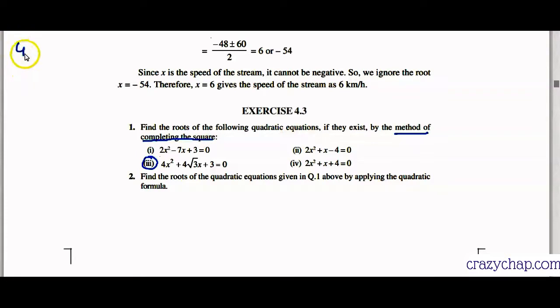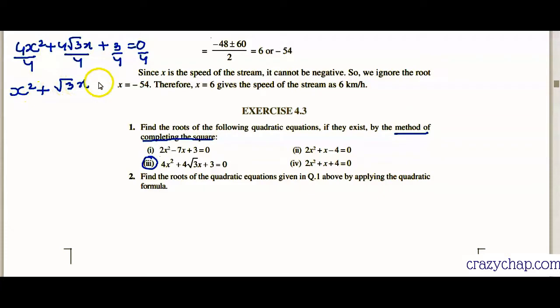So first of all, 4x square plus 4 root 3x plus 3 equal to 0. So guys, remember I had told you x square coefficient should be 1. So in this case we will divide all the terms by 4. All terms we are dividing by 4. So we get x square plus square root 3x plus 3 over 4 equal to 0.